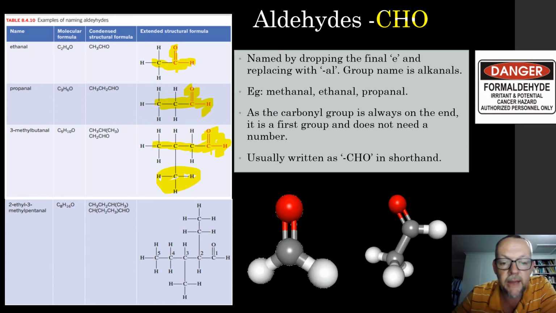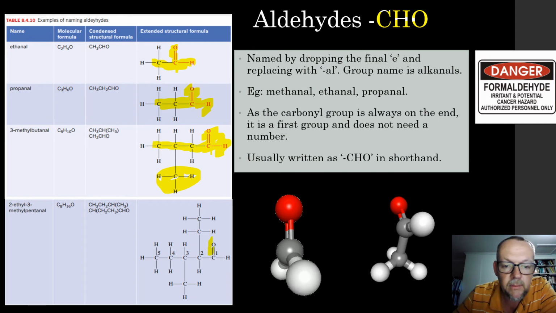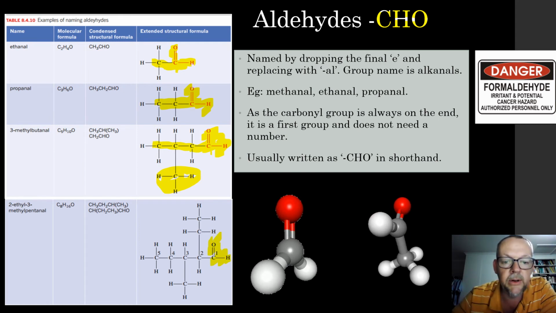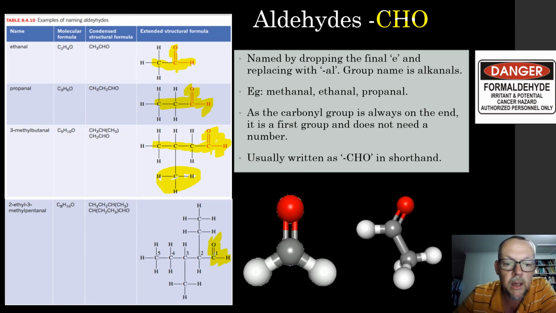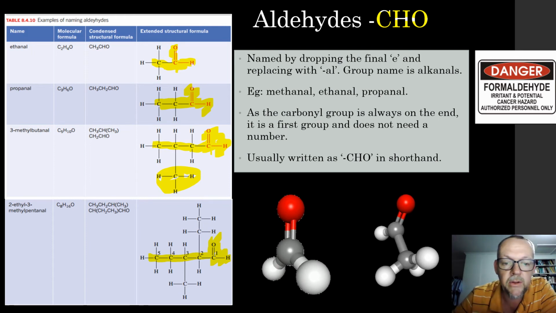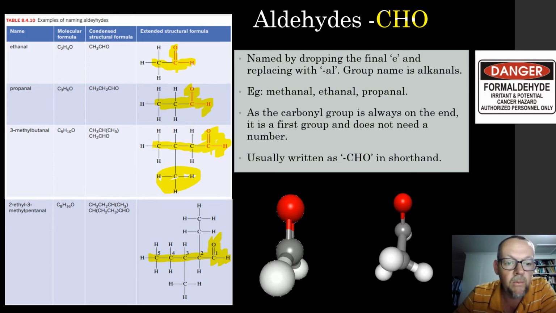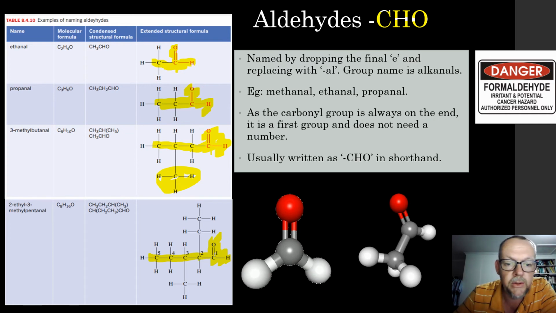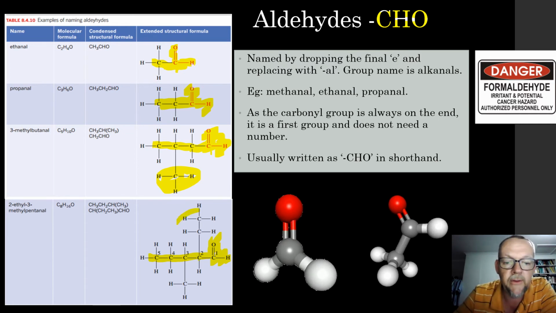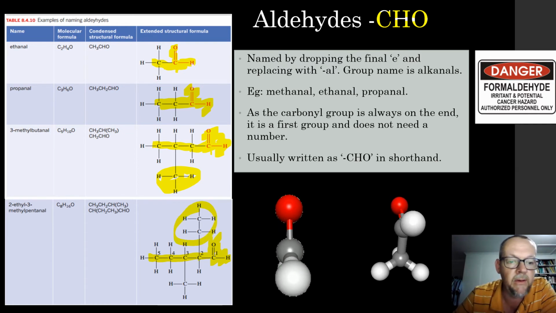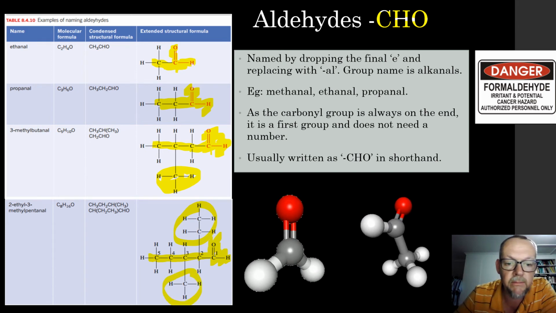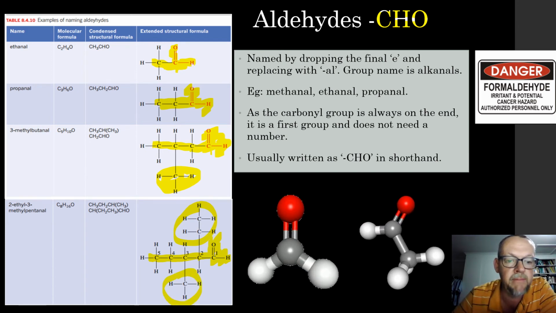Now if I look at the next one, here's my aldehyde group here, and here's my carbon backbone. So I've got, what is it? It's a pentanal, 1, 2, 3, 4, 5. And then I've got an ethyl group on the second, so I've got a 2-ethyl, and then I've got a methyl group on the third, so it's a 3-methylpentanal.